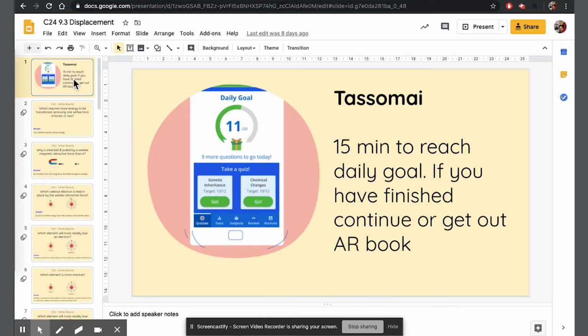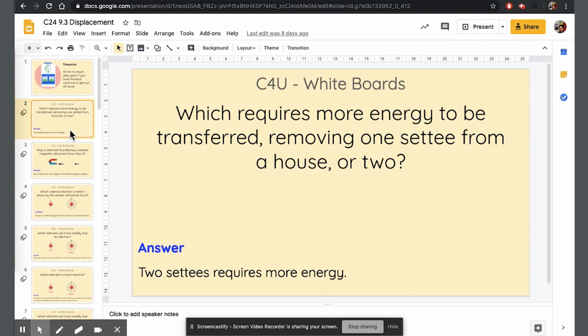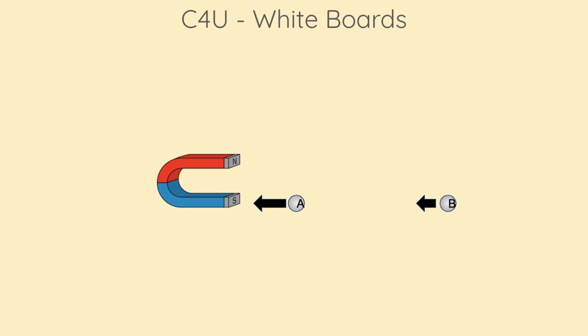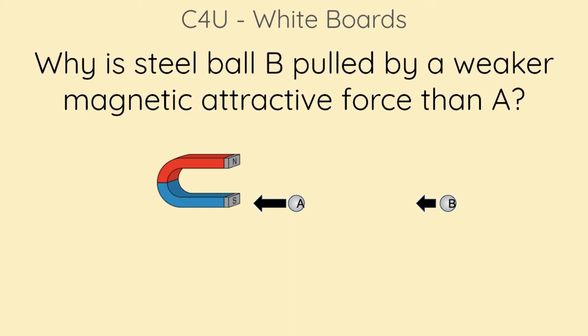Or alternatively, I can explain new concepts to students. So if I just put this into presentation mode, here you can see we've got a magnet with two steel balls, A and B. Why is it that steel ball B is pulled by a weaker magnetic attractive force than steel ball A?